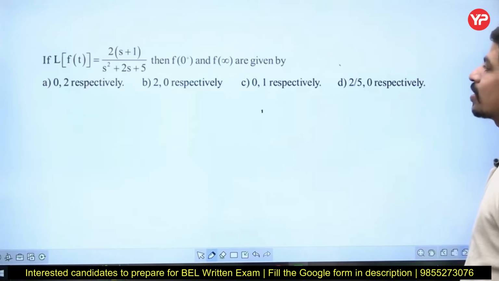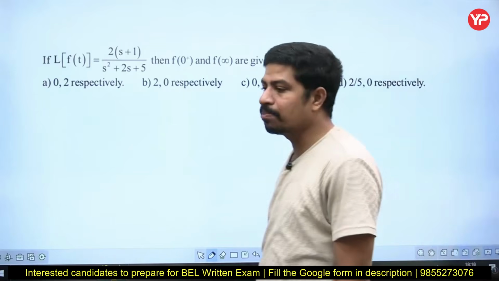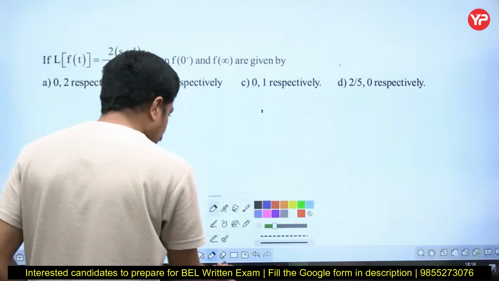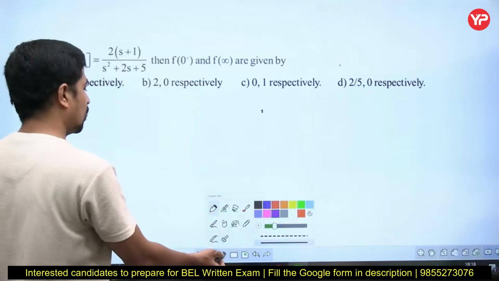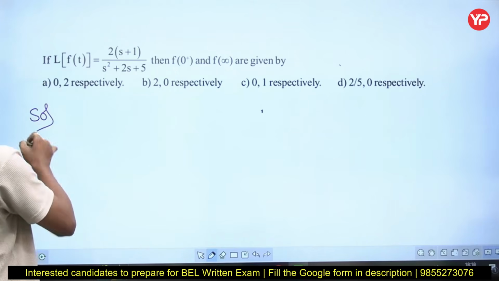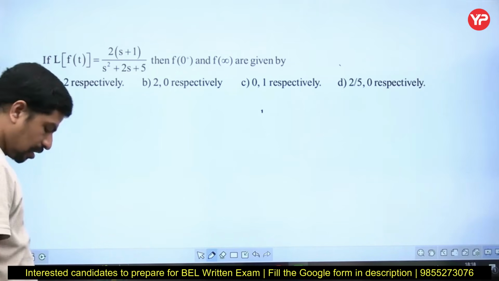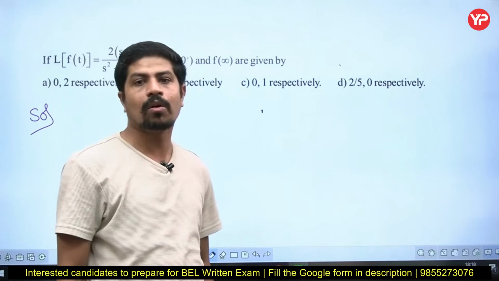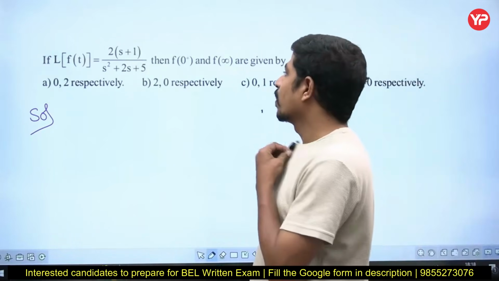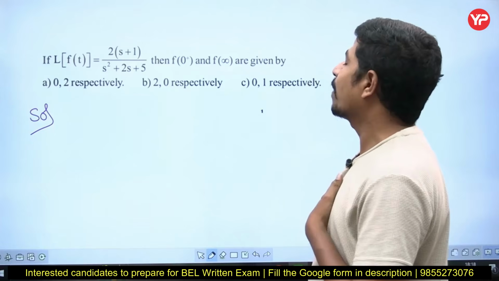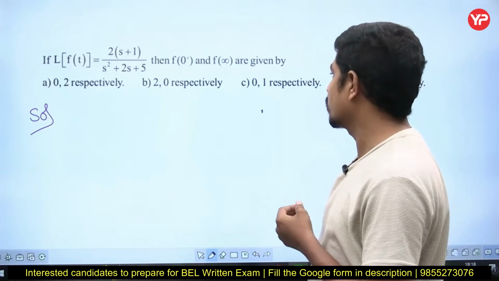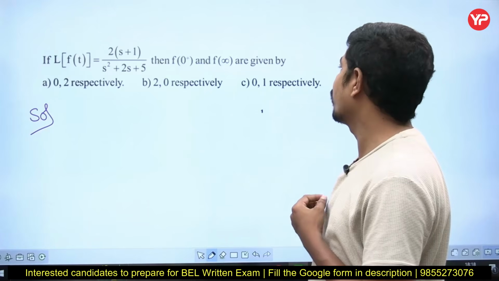Second question. See, questions of this type only, simple questions only will be asked, not tough questions. This question is all about initial value and final value. It says the Laplace transform of f of t is equal to 2 into (s plus 1) by (s square plus 2s plus 5). Then find f of 0 plus and f of infinity.